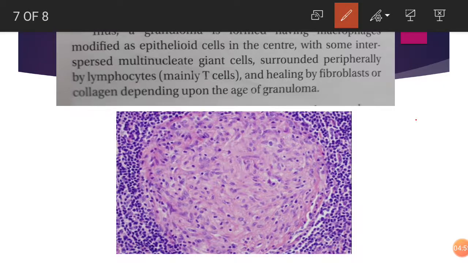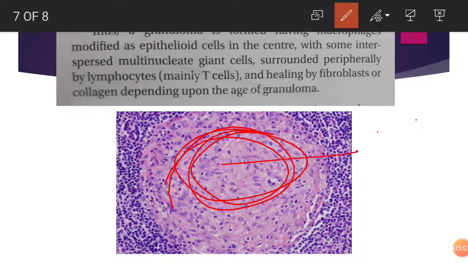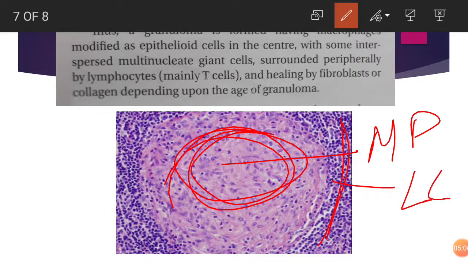So we would like to now jump into the conclusion. What is a granuloma? As you can see in this picture, granuloma has in the center macrophages, and at the periphery it has lymphoid cells, and it also has some fibroblasts for healing purpose. So a granuloma can be defined as a tiny circumscribed lesion predominantly consisting of macrophages rimmed at the periphery by lymphoid cells.